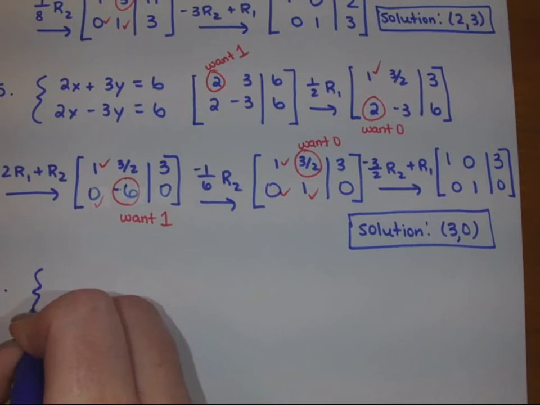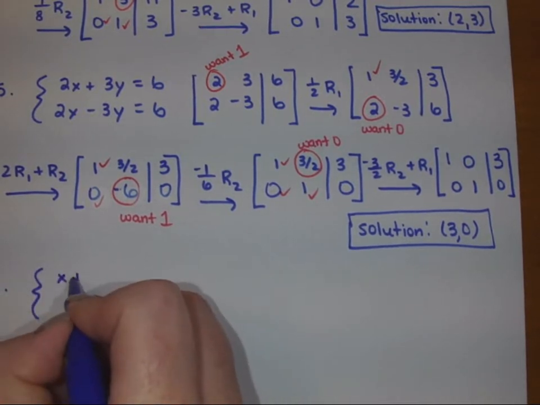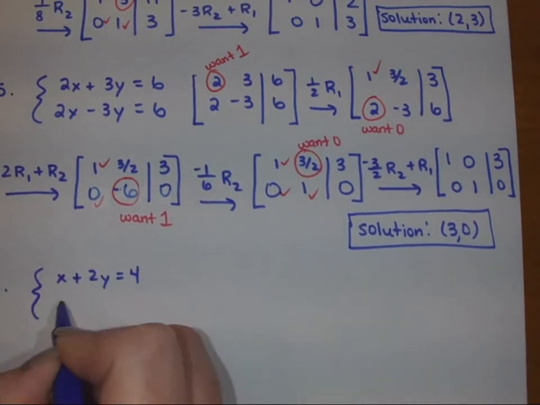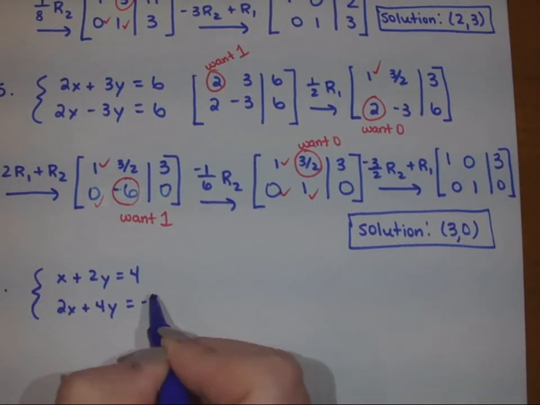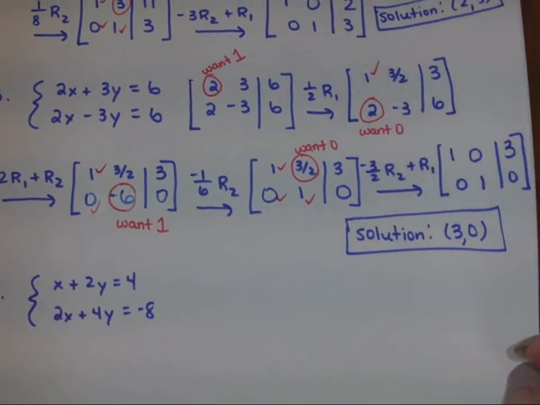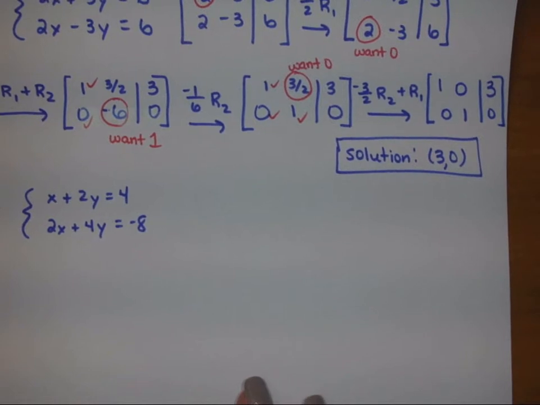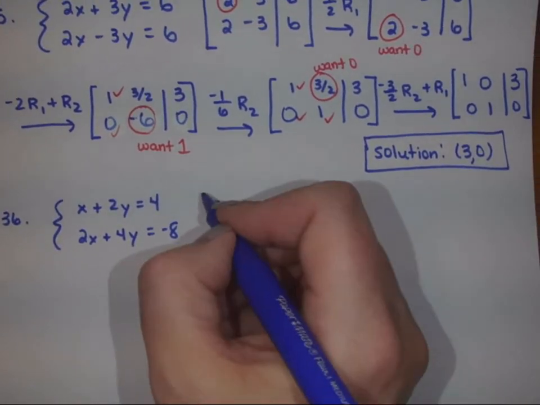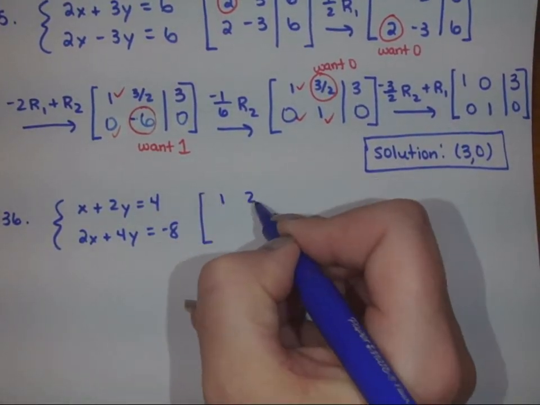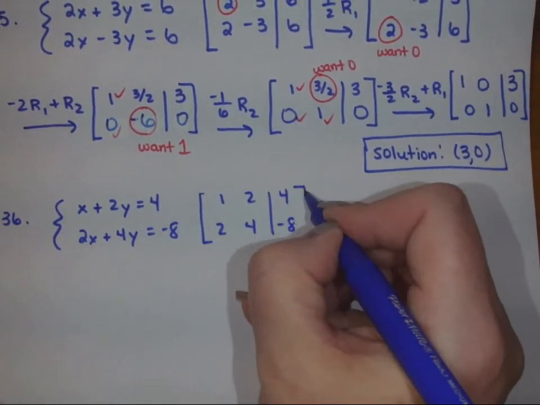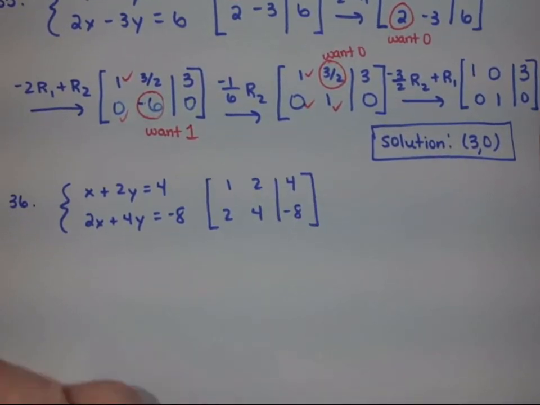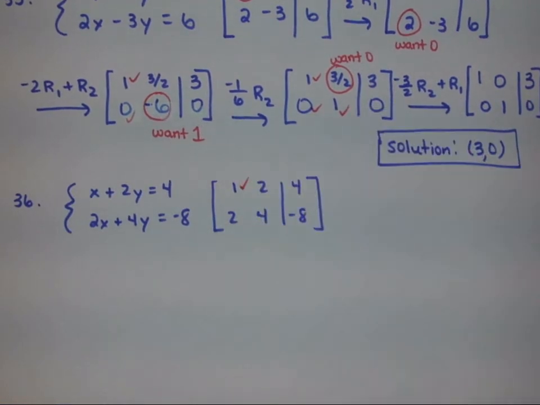All right, so x plus 2y equals 4. 2x plus 4y equals negative 8. Okay, so the first thing you want to do is write it as a matrix. And just like before, you want to start your process. So notice, we already get this one for free, so that's nice.